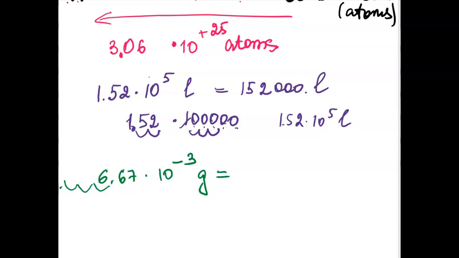So here I will write it like this: decimal point, and instead of these empty spaces, I will put zeros, 1, 2, and then 6. No decimal point here because it's already moved to the left, so 67. And no 10 to the power of negative 3, just grams. And of course, you can use 0 here, so it will be like this.